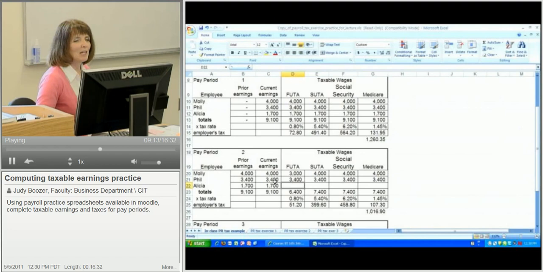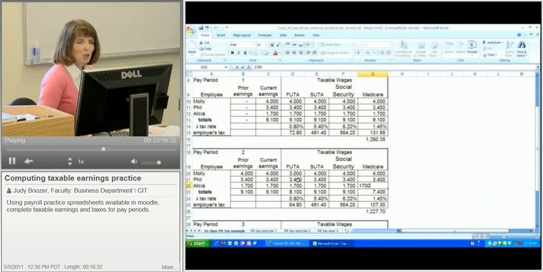So keep going. Alicia, she made the least. She's not close to any limits, so the full amount of her current earnings is taxable for everything. And once you get them all put in for their taxable earnings, total up each column, and then multiply it times the tax rate to get the amount of taxes. And see if you come out with the same figures that I do. Don't just copy them down. Check to see that you can get them to come out the same.